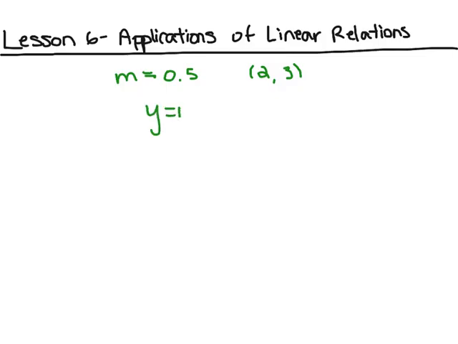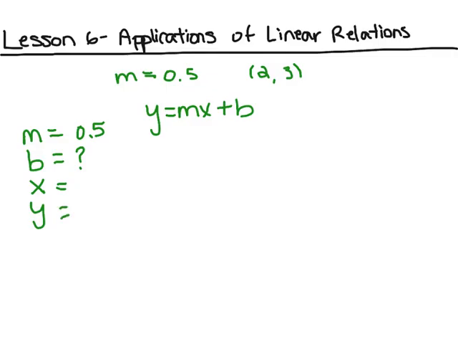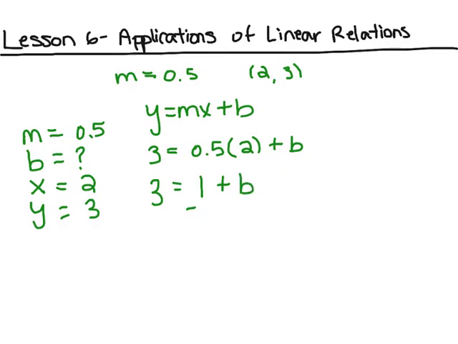So we have y equals mx plus b. We know that m is equal to 0.5, but we don't know what b is equal to. That's what we're looking for. But we do know that it goes through an x and a y at 2 and 3, so we're going to plug in 2 and 3 as our x and our y. So y is equal to 3, m is equal to 0.5, x is equal to 2, and we're looking for b. Half of 2 is 1, and we're going to subtract 1, so 2 is equal to b.